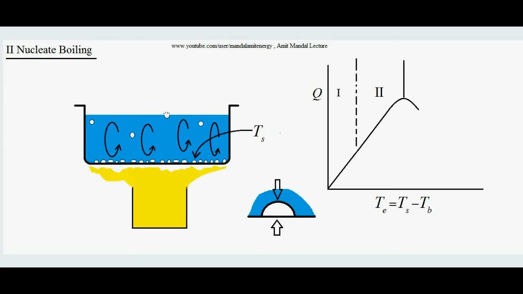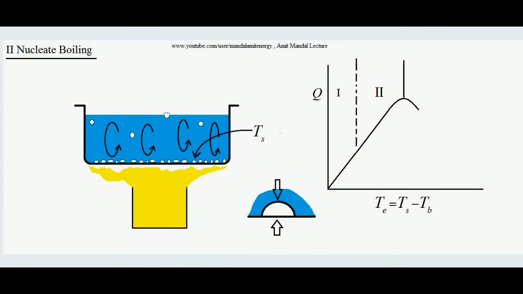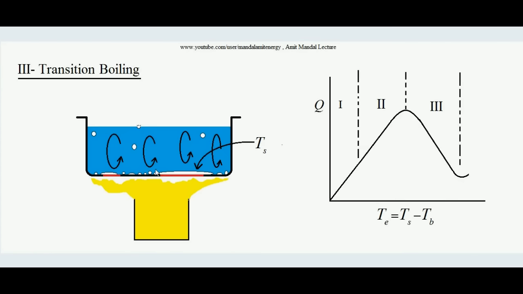So now our third regime of boiling starts. You can see the first is natural convection, the second is nucleate boiling, and this is the third regime. It is called transition boiling. What happens in transition boiling? Instead of bubbles, you can see a big film of vapor has started forming. Initially only bubbles were forming, but now a film of vapor has started forming over this hot surface. There are bubbles also, as well as big layers of vapor, both are forming.